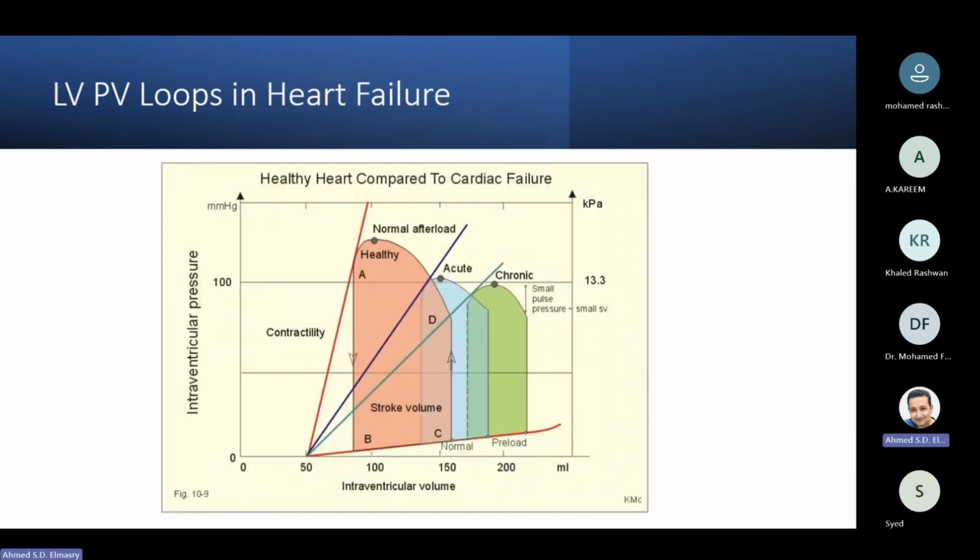Again, this is the pressure volume loop of the left ventricle in case of acute heart failure and chronic heart failure. The same also, you will find the drop in the systolic function gradually till it reaches the chronic stage, and the preload state is markedly and progressively deteriorating.